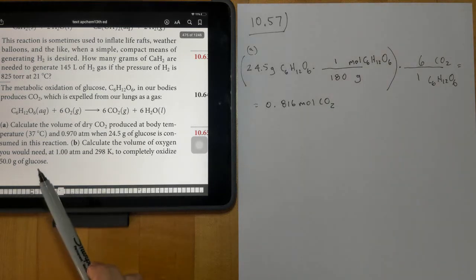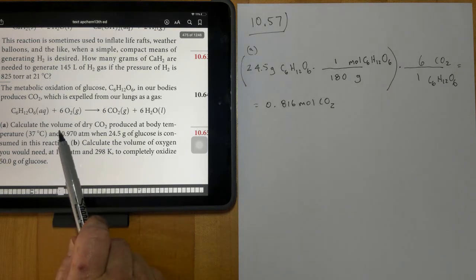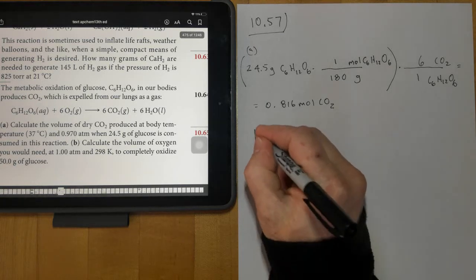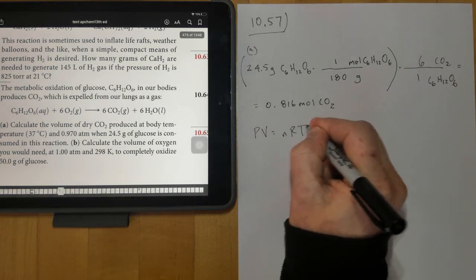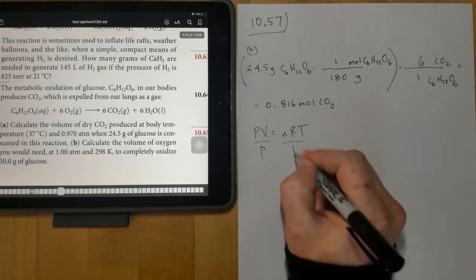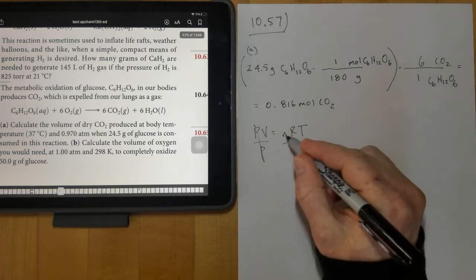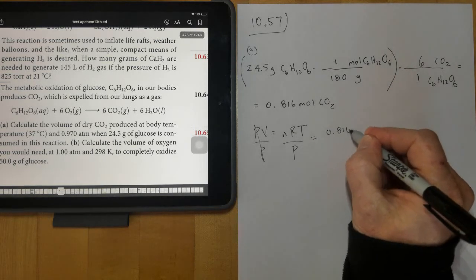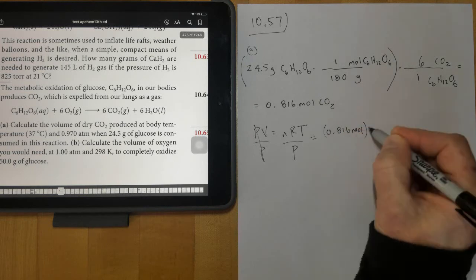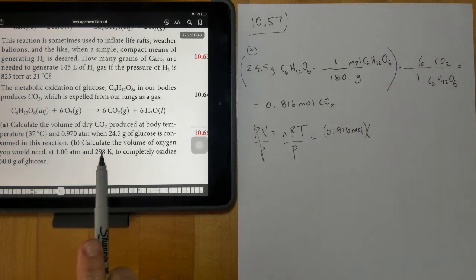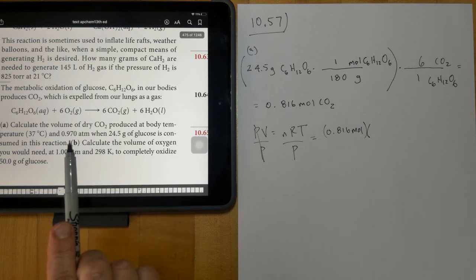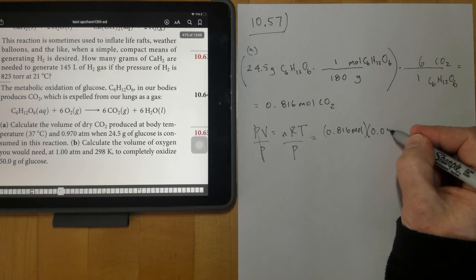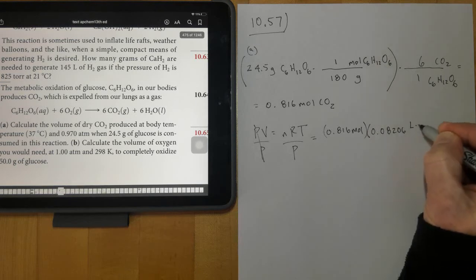Now, they don't ask for the moles of CO2, and so this is step number 4 of stoichiometry, convert to the asked for units, and in this case they want to know a volume, and for us to find a volume we are going to use PV equals nRT since it's a gas. Solving for volume, we divide both sides by P, the P's go away, and our volume is equal to nRT divided by P. So our moles are 0.816 moles of CO2 times R. Now the R depends on the pressure units we're given, and we're given atmospheres right here, so we're going to use 0.08206 liters times atmospheres per mole times Kelvin.